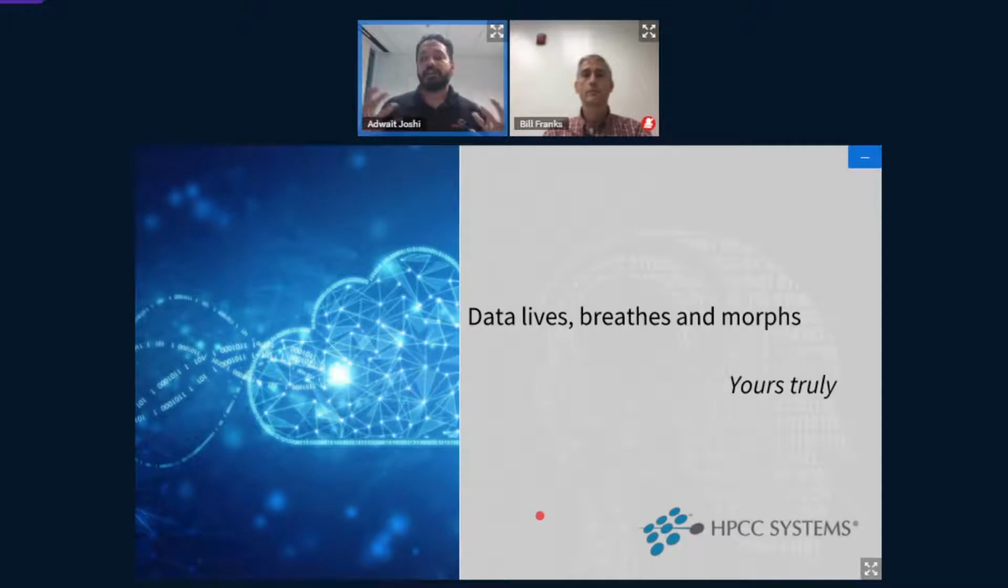Also, one of the things I always like to tell people is data is not static. It lives, it breathes, and it morphs. So it changes over a period of time. So you have to treat it as something that is going to change, something that you have to account for. You have to account for things that typically people didn't account for, and hence warehouses became pretty much dead over a period of time. So it's very important to accept these things before you actually start working on any kind of data pipeline.